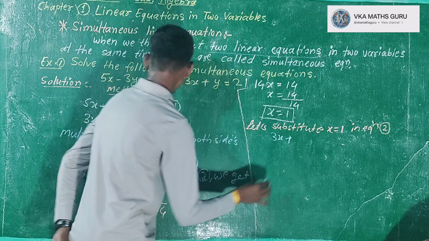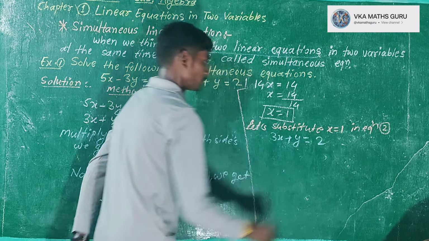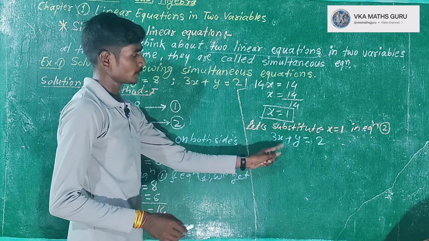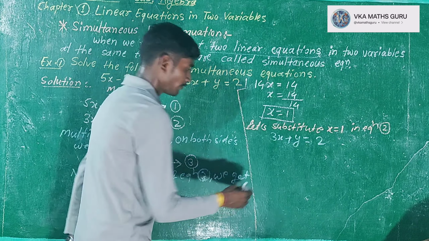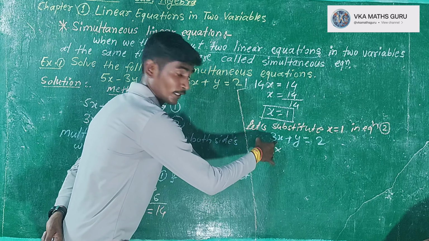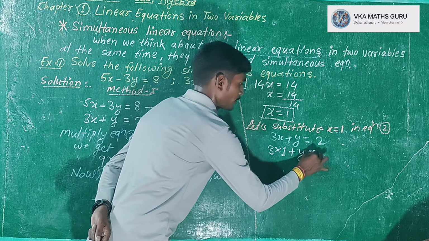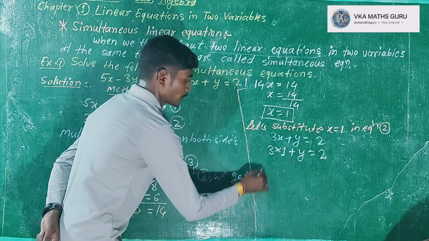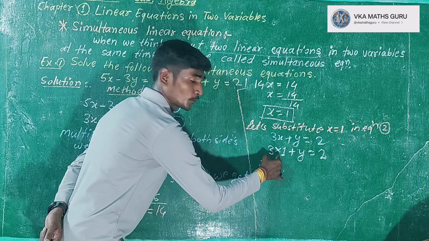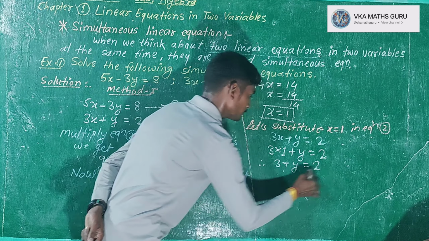3x plus y is equal to 2. So in the place of x we want to put the 1. That means 3, there is always a multiply sign, x is 1, plus y is equal to 2. Therefore 3 into 1, that is 3, plus y is equal to 2.